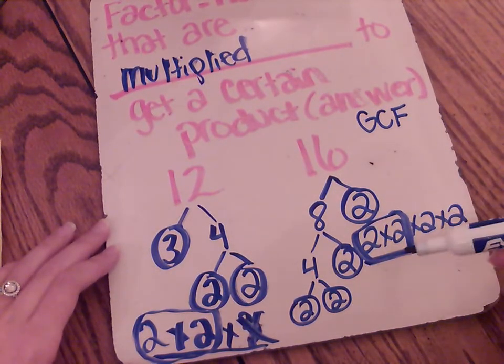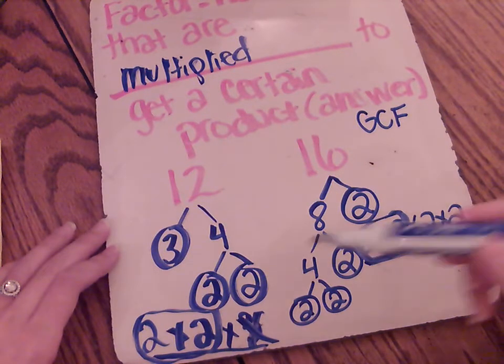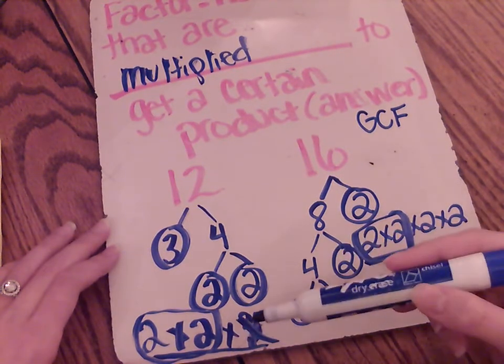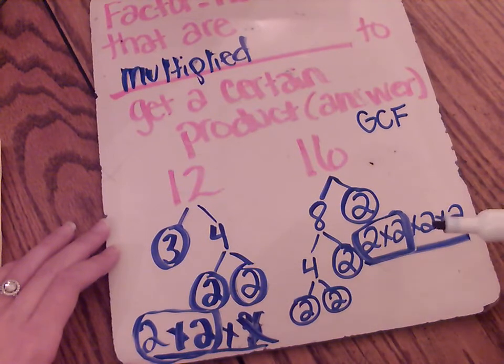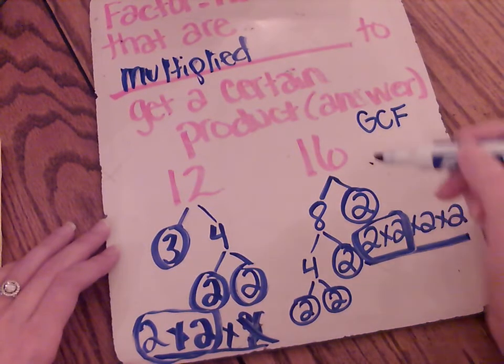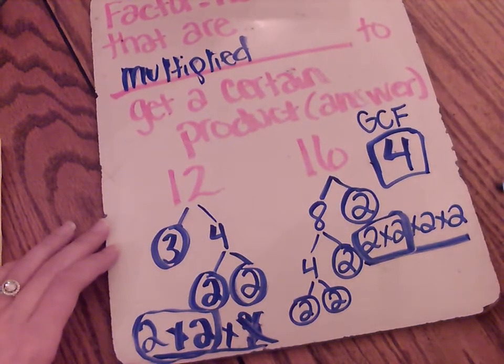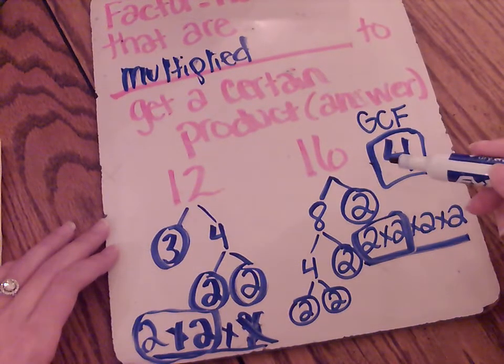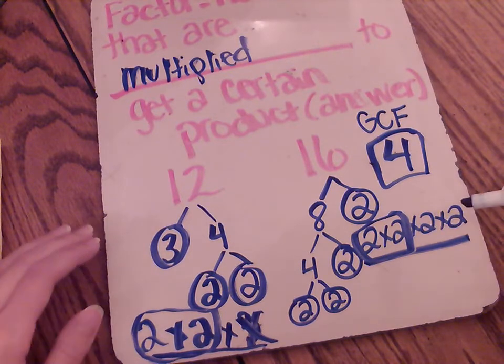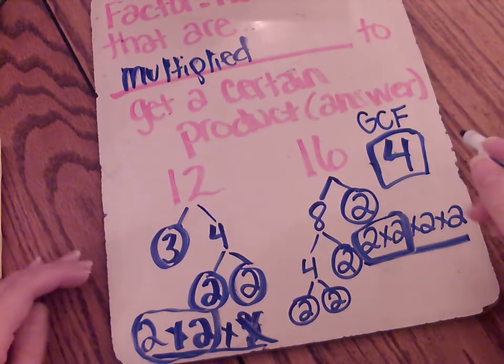Okay? So when I'm trying to find the greatest common factor here, all I'm going to do is find that common amount in the same numbers, and I'm going to multiply that together. 2 times 2 is 4. So our greatest common factor between 12 and 16 is 4. Okay, so just a refresher there. Hopefully that was a quick reminder of how we do greatest common factor.